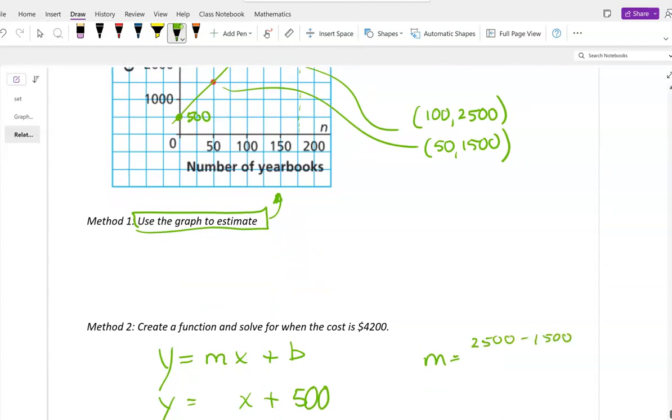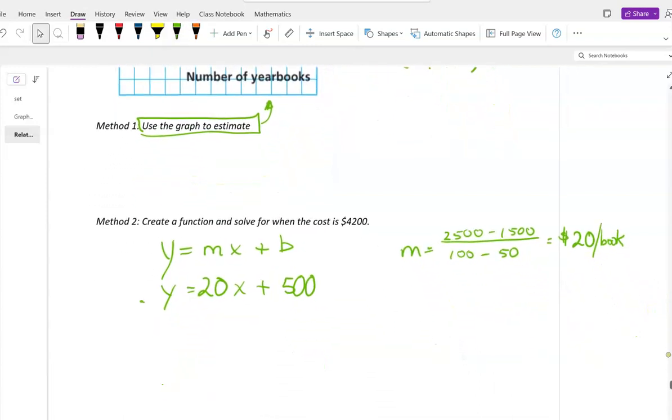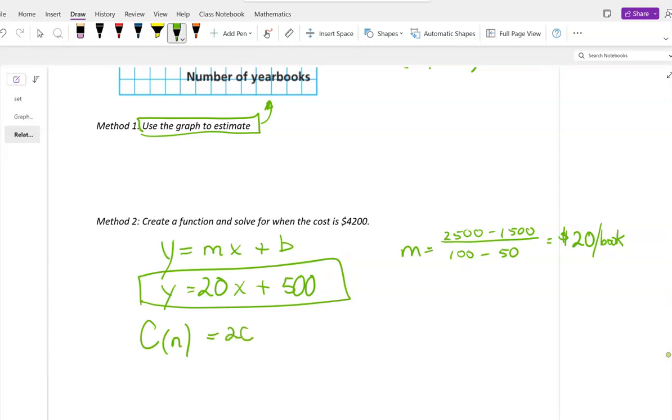2,500 take away 1,500 over 100 take away 50. And that looks like I'm going to get $20 per book. So we'll put 20 here. Now, if that's my equation, I could get fancier and I could say the cost is 20n plus 500. It doesn't matter.